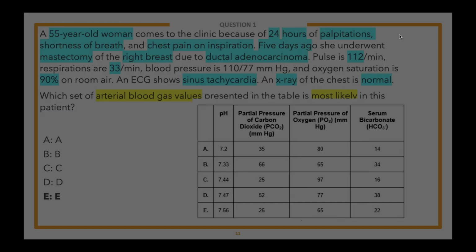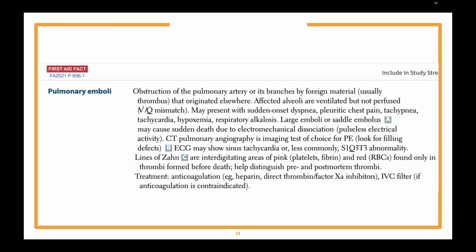Sean has gone ahead and pulled up a table on PE, okay? So we can see there in this patient that pulmonary emboli may present with sudden onset dyspnea, shortness of breath, essentially, pleuritic chest pain, elevated respiratory rate, elevated heart rate, and hypoxemia. So like this patient, also sudden onset. This all happened within 24 hours. And then because of that, they can then develop acute respiratory alkalosis, like our patient, okay?